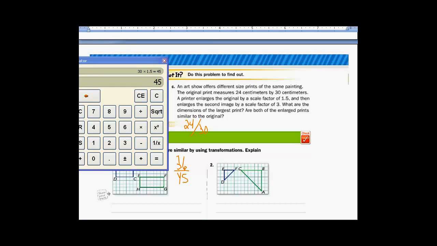And if I enlarge this one again by a scale factor of 3, I'm going to take 36 times 3, which is 108. A 108 by 45 times 3, which is 135. So that is the final, this is the biggest one, a 108 by 135 centimeter. And are they similar? Well, yes, because you did 1.5 to both, and then you did 3 to both of those. So as long as you are doing the same thing to both, you have a similar figure.